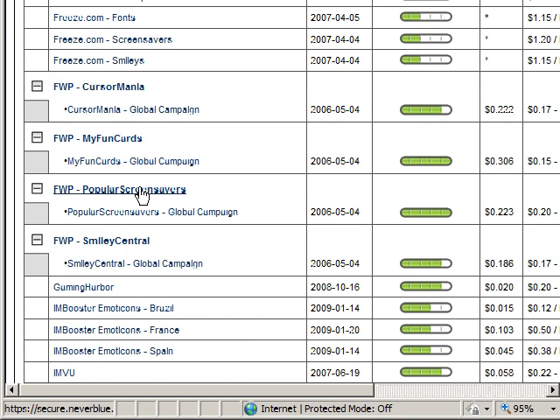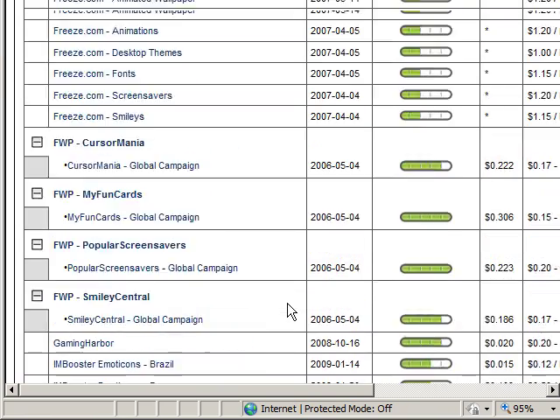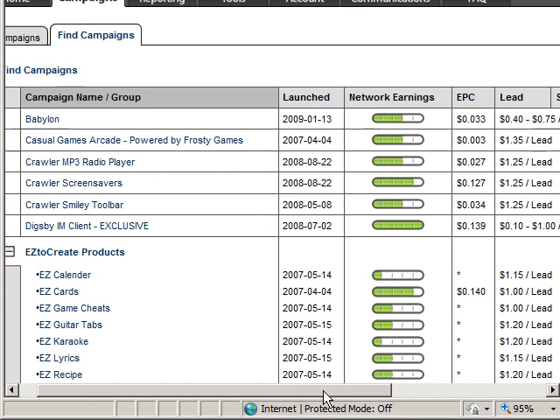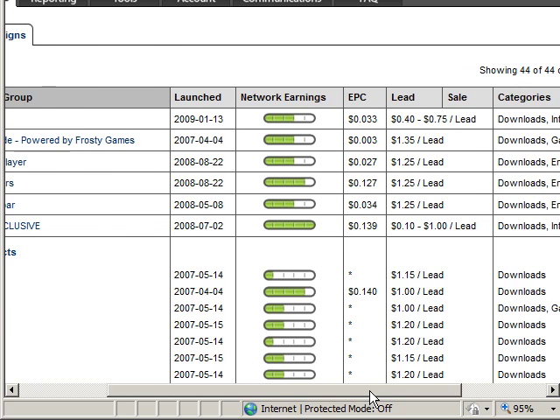But we have popular screensavers here, and the network earnings are greater, just like the ones up here. And we can see the EPC and how much we get paid for the lead. So generally leads are form fillers, so people would just fill out forms.